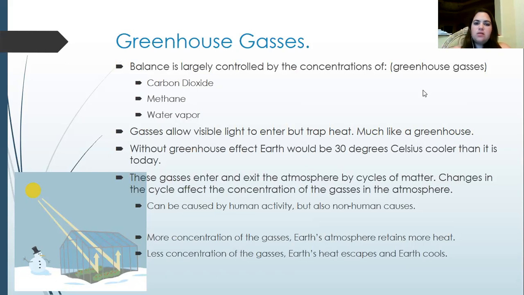Now, they compare this greenhouse effect to a greenhouse, and we're going to go over why that is. Balance is largely controlled by the concentrations of greenhouse gases. These greenhouse gases are carbon dioxide, methane, and water vapor. Those are the three greenhouse gases that cycle through different types of cycles in order to go into the atmosphere and come back down. The carbon dioxide cycle, we know this. When we do cellular respiration, we release carbon dioxide, the plants use the carbon dioxide in photosynthesis and release oxygen, which we use, and then we release the carbon dioxide again, and it continues in these cycles. Same thing with methane, another greenhouse gas that goes through a cycle, and water vapor as well. These gases allow visible light to enter but trap the heat.